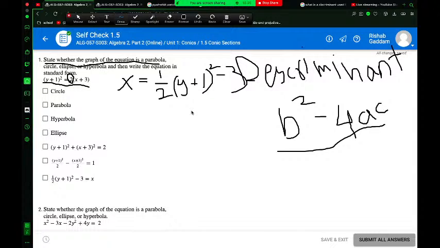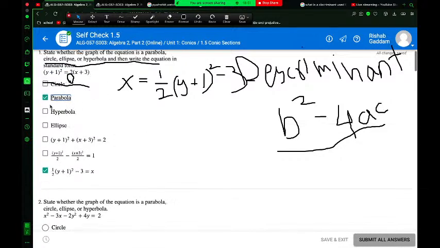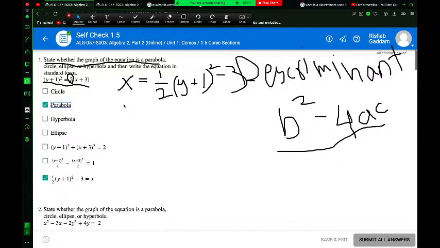So that's what we're gonna do. Actually no. We already know that this is correct, so we can click this, and we know that this is a parabola. Super easy. We don't even need the discriminant to find that out. You can just find it by looking at the form of the equation.